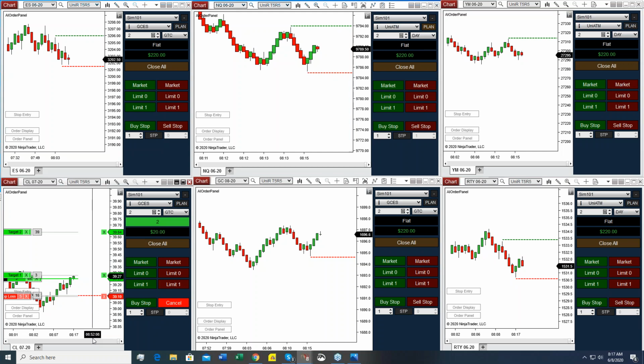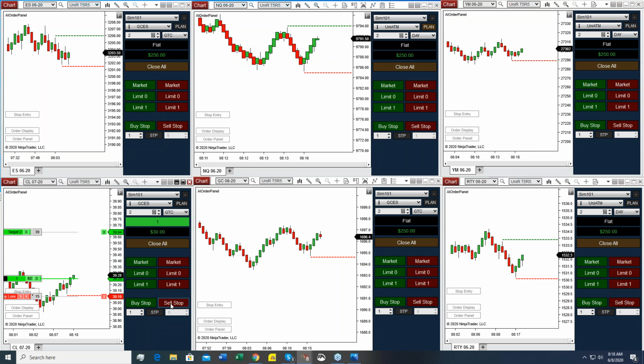Crude hit that first target, didn't fill it. Target filled. Target filled on crude. Bonds look like they're trying to turn up.